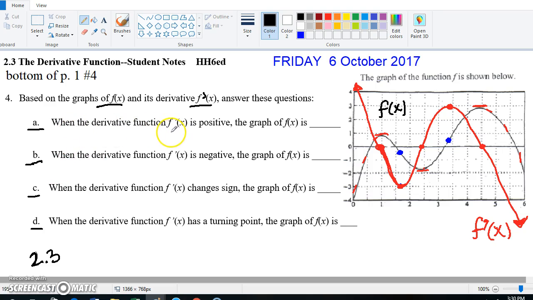When the derivative function, that is, when f prime of x is positive, what is my function graph doing? So if the derivative is positive, here we have positive, my function is increasing. So when the derivative is positive, it means the slope is positive, it means my function is increasing. When the derivative is negative, here we have negative derivative. What's happening on my function? My function is decreasing.